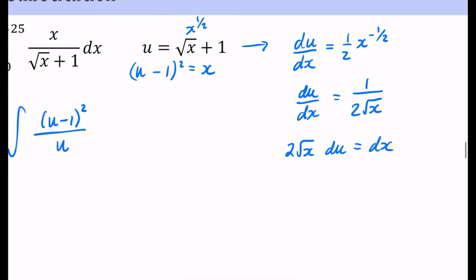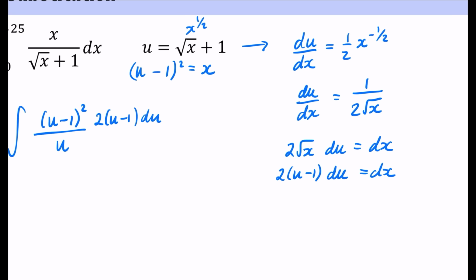So I actually know what root x is as well. The square root of x is u minus 1. So I have 2 multiplied by u minus 1 du is equal to dx. So this is the du part. Excuse me, the dx is 2 u minus 1 du.